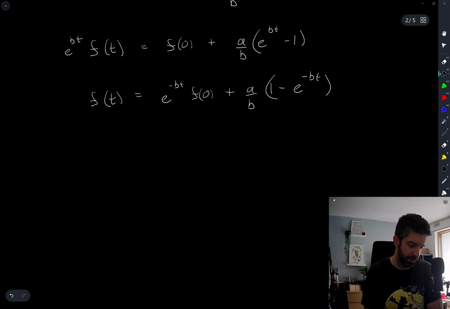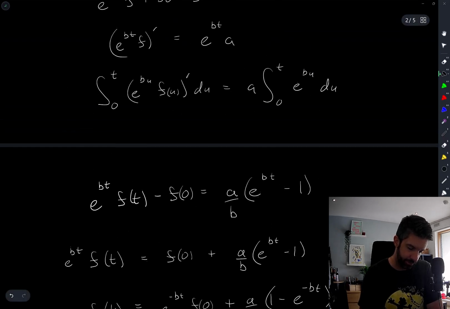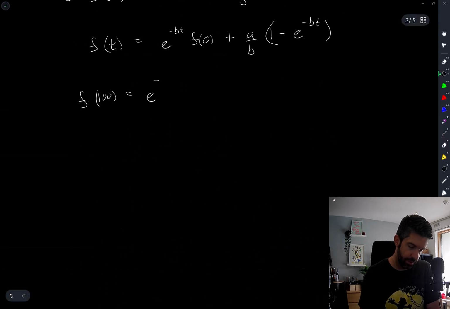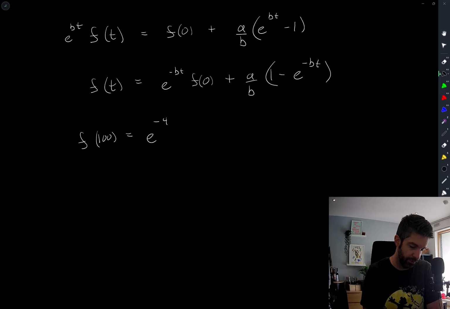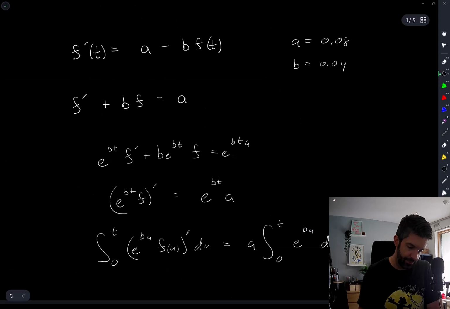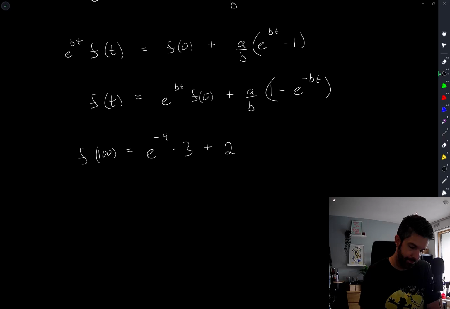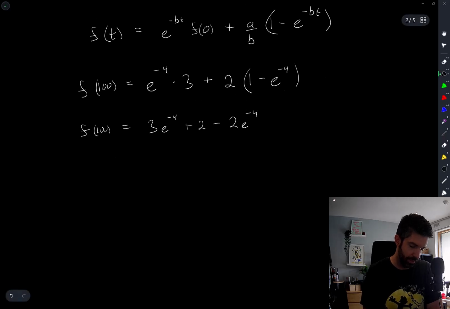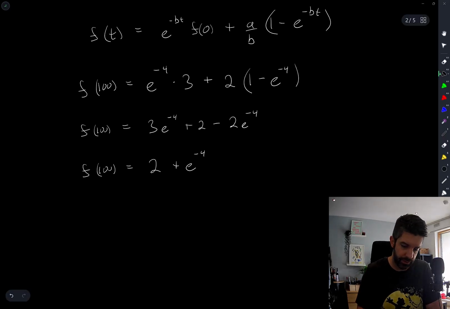And now we'll substitute some quantities. F of 100 is equal to e to the negative, so b is equal to 0.04, and you can multiply that by 100, so negative 4. F of 0 was 3, plus a divided by b is 2, times 1 minus e to the negative 4. So simplify: 3 e to the negative 4 plus 2 minus 2 e to the negative 4. I end up with 2 plus e to the negative 4. I hope that's one of the answers. 2 plus e to the negative 4. Yeah, that's answer E.